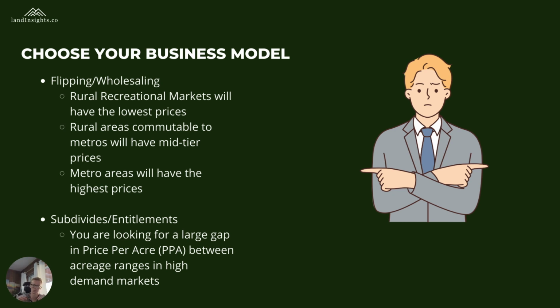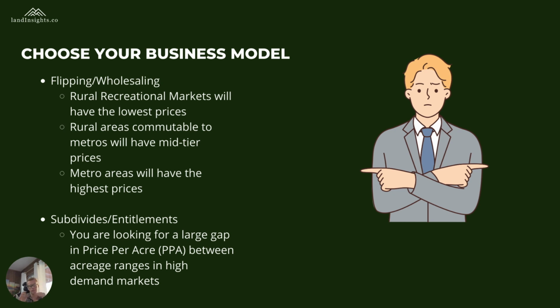And these markets are rural recreational markets. These are like 2 hours plus outside of a metro, and these generally have the lowest prices. Okay, then there's rural areas that are commutable to metros, so maybe like 30 to 45 minutes outside major metros. These are going to have mid-tier pricing. And then there's metro and mixed metro counties, and these are going to have the highest prices. So understand these before you start analyzing prices with both Land Insights and just in general.